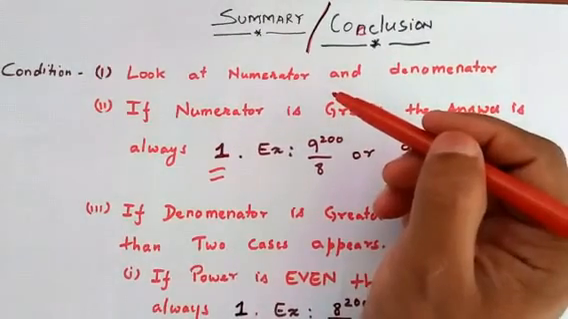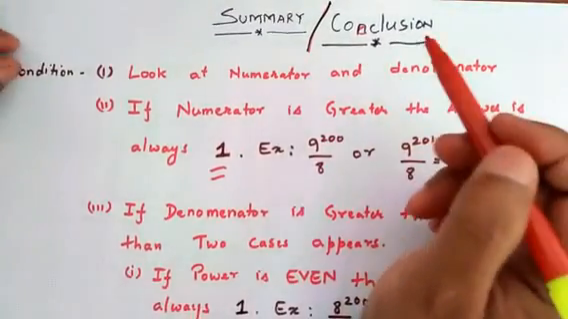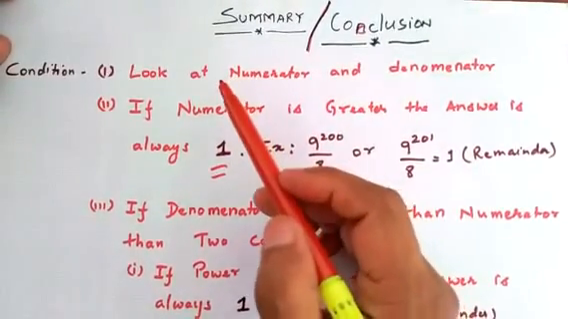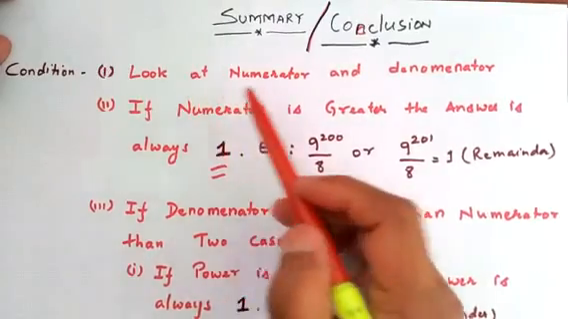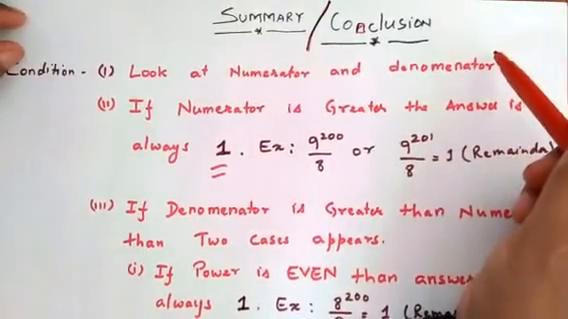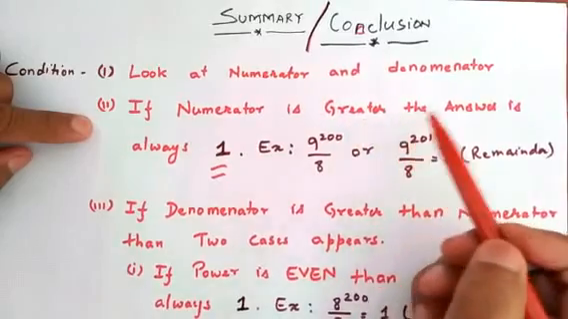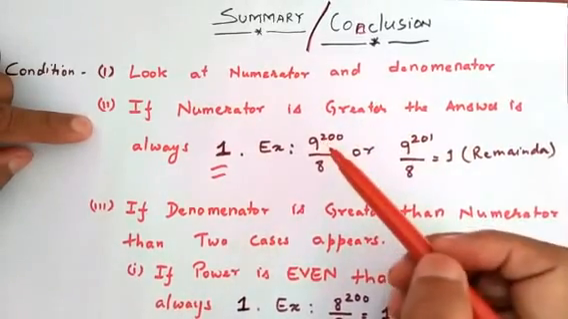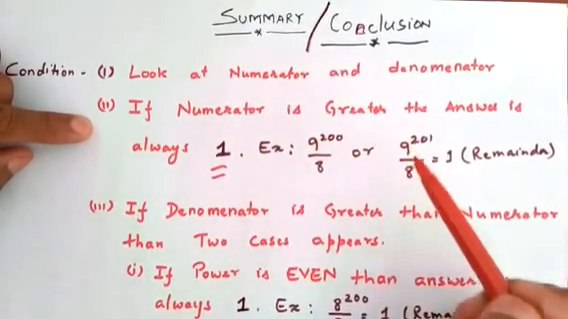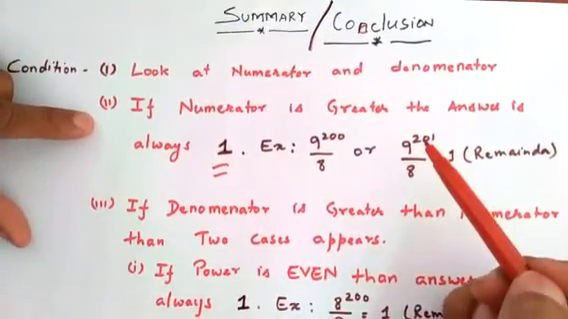If you look at the conclusion of the summary, what I have told you is what we have to primarily look at while finding the remainder: the numerator and the denominator. If the numerator is greater, like 9 by 8, then whatever the power is, the answer is always 1.